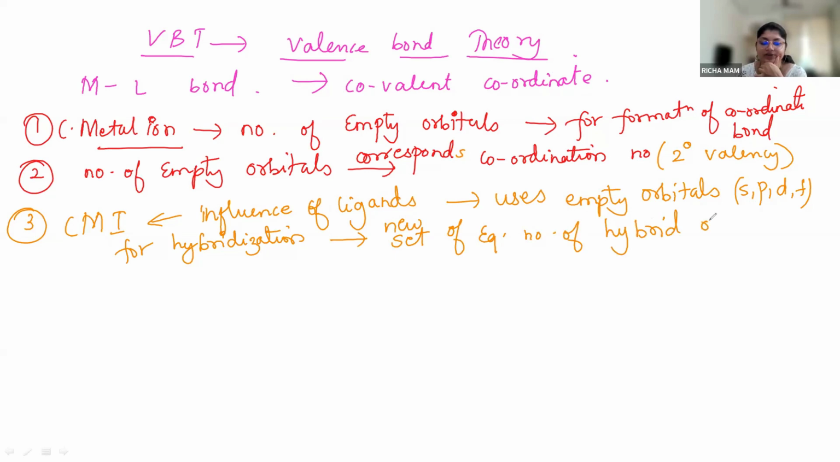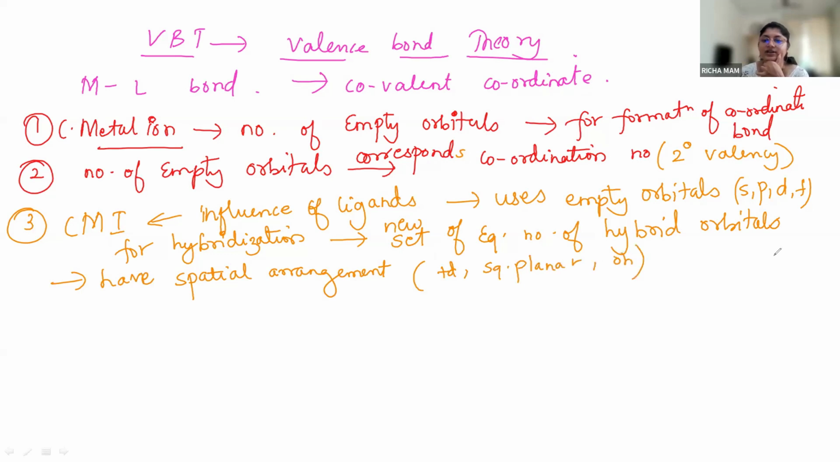These hybrid orbitals will have a spatial arrangement. The different spatial arrangements are tetrahedral, square planar, and octahedral. Then the next point: these hybrid orbitals will overlap with the ligand orbital.